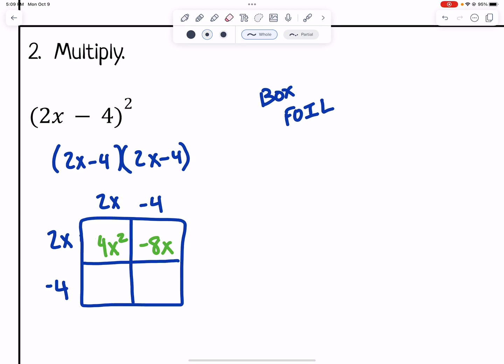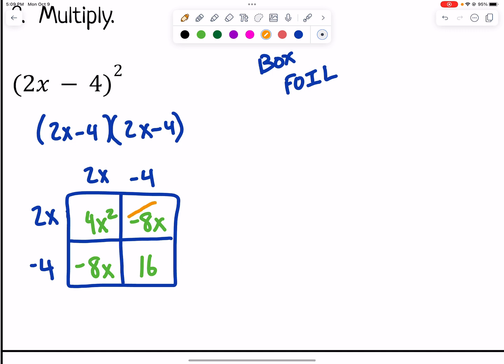Now I don't want you to think these little lines are any part of the number, so I'm going to erase those. Negative 4 times 2x will go in this bottom first box, so that'll be negative 8x. And then negative 4 times negative 4 is positive 16. Then you want to combine the two that are diagonal from one another. So negative 8 plus negative 8 combines to be negative 16x. So we end up with 4x squared minus 16x plus 16. So that's the box method.